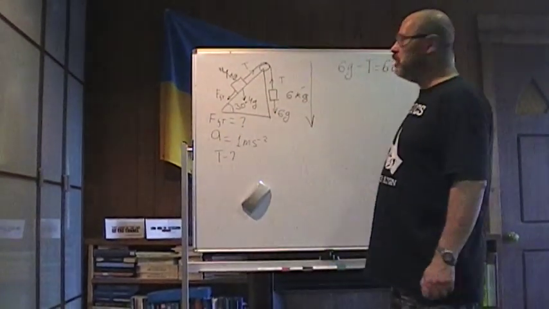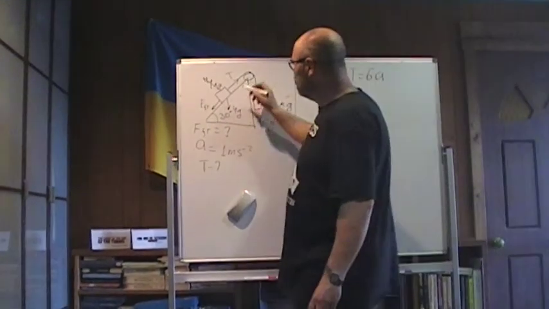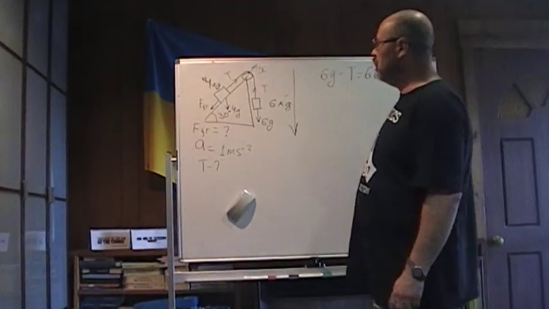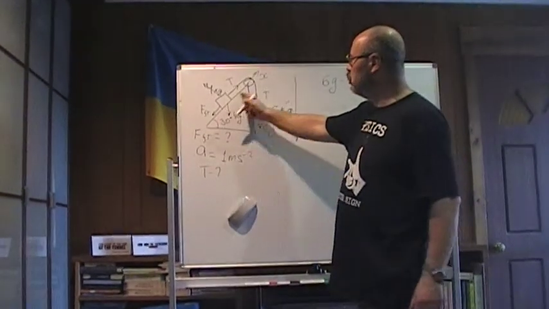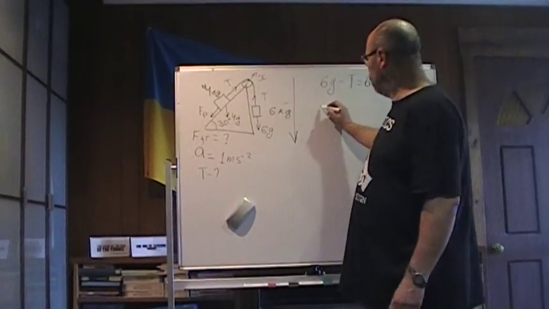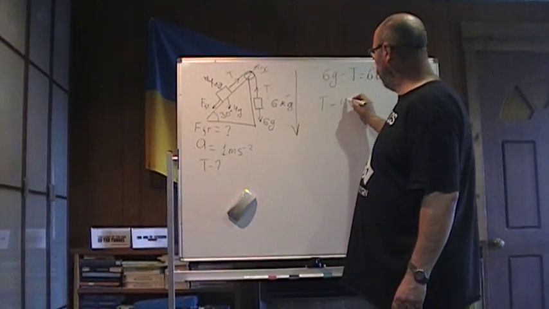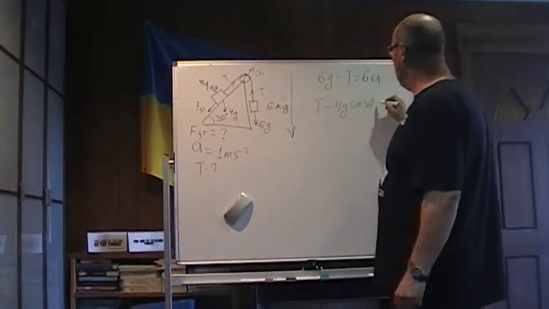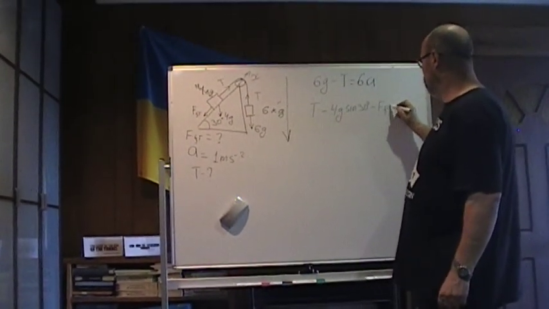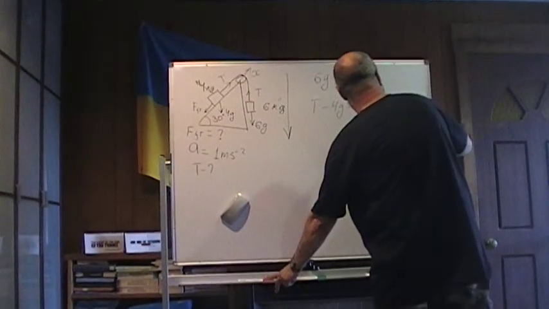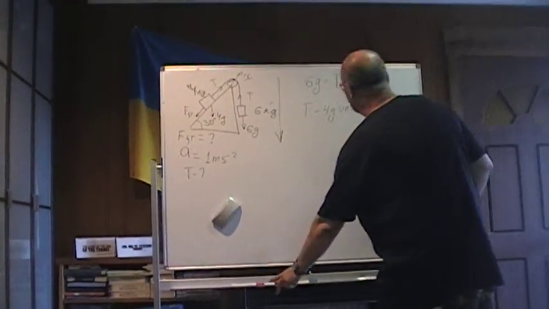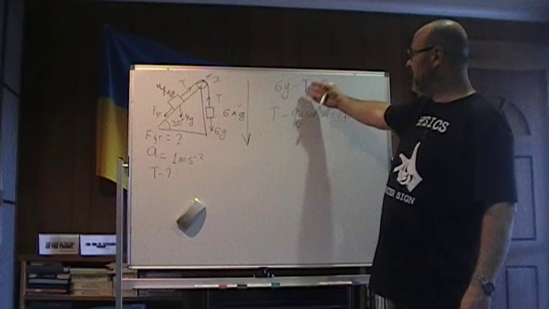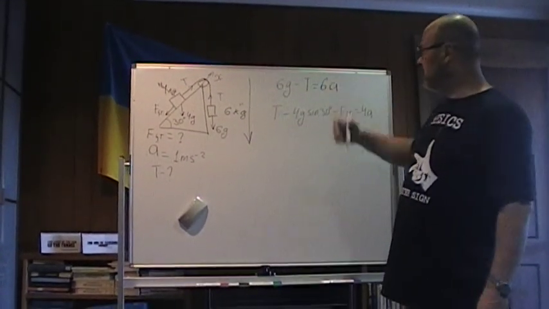For the 4 kilogram mass, we choose the axis along the plane up, and write down Newton's second law in resolution into this axis. We will have tension minus 4g sine 30 degrees minus F friction equals 4a. Again, we got two simultaneous equations. Let's find the friction force by adding them and so eliminating tension.